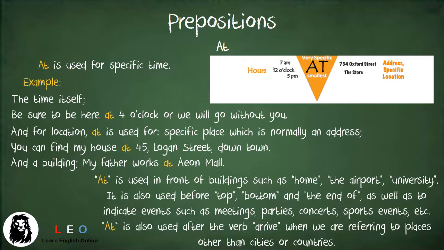At is used in front of buildings such as home, the airport, university. It is also used before top, bottom and the end of, as well as to indicate events such as meetings, parties, concerts, sports events, etc. At is also used after the verb arrive, when we are referring to places other than cities or countries.